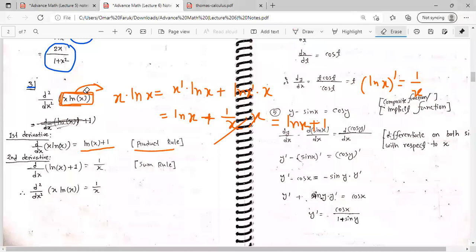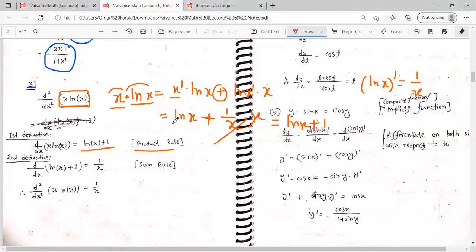So we have to find the second derivative of this function, x ln x. Again, this function is x ln x. That means we can use the product rule here, x into ln x. The product rule is: firstly differentiate this function and keep the other function, and then plus differentiate the other function and keep this function.